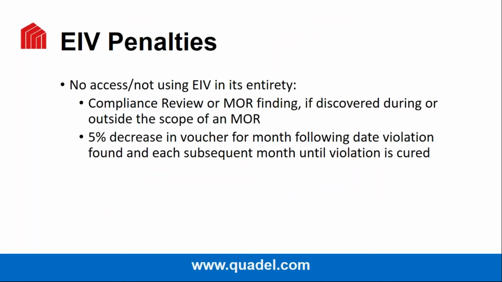Just a note here, there are penalties associated with not using EIV. So they include either a citation or a finding on the project's compliance review or management occupancy review. And that's going to require that the PHA or owner evidence the correction prior to closing that audit. Another penalty is a potential 5% decrease in the voucher payment for the month following the date the violation was found, and for each subsequent month until the violation is corrected. So this can get quite hefty, and it's important to know and understand the rules and expectations for accessing and using the multifamily EIV system and EIV reports data.